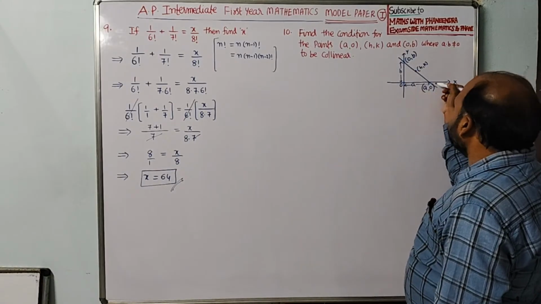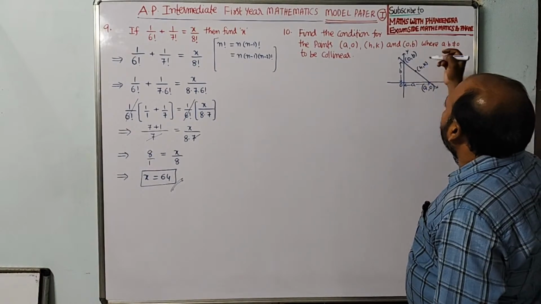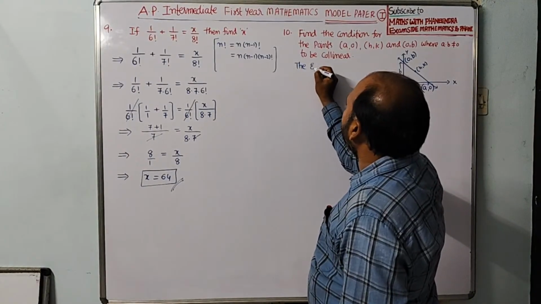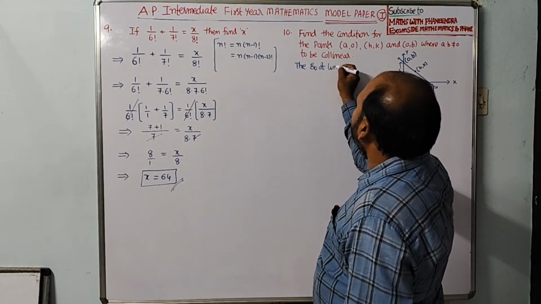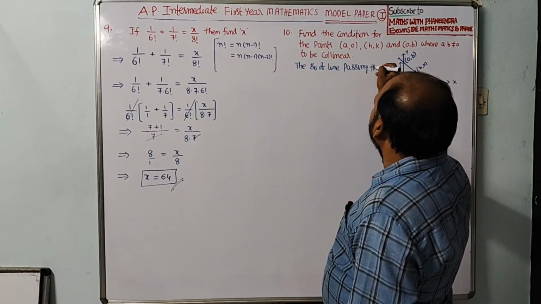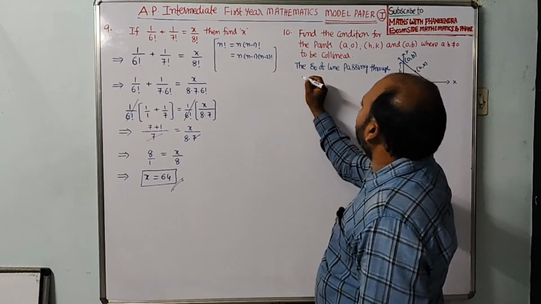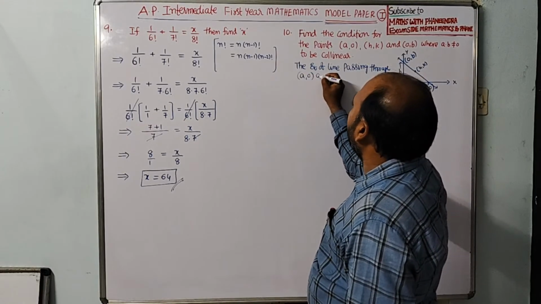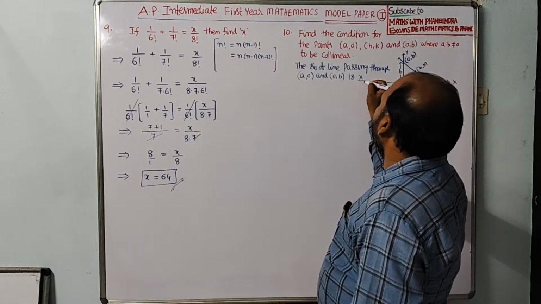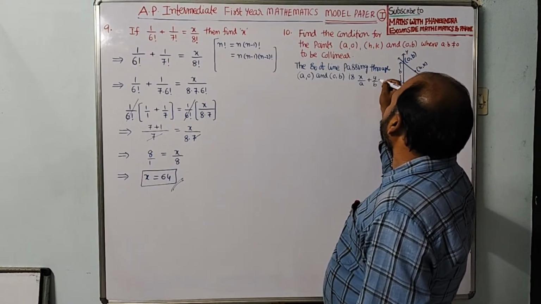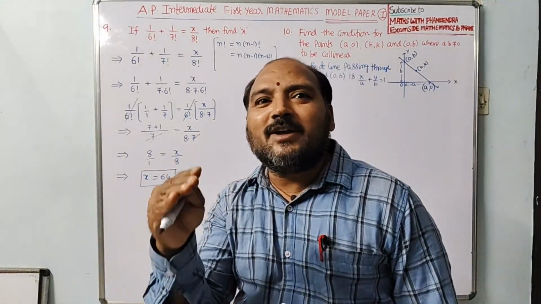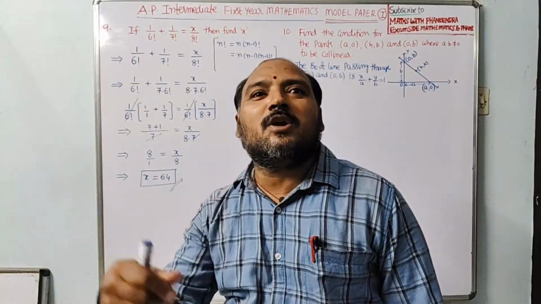You know that the equation of the line passing through a comma 0 and 0 comma b is x by a plus y by b equal to 1. What is the meaning of collinear? The points which are lying on the same line are called collinear.